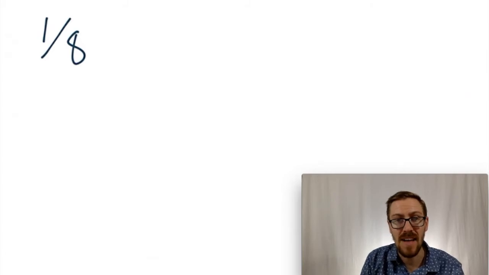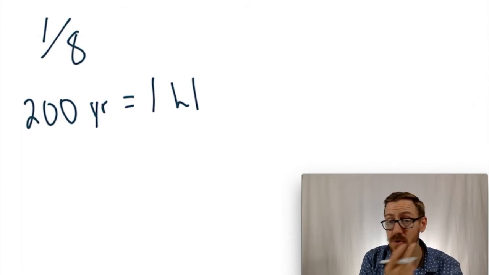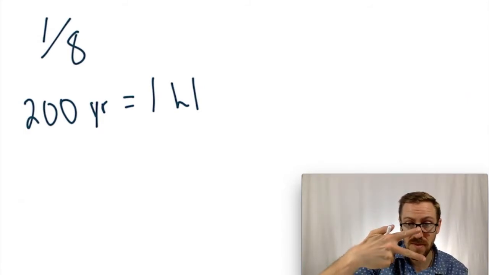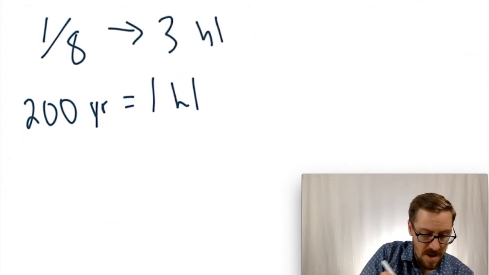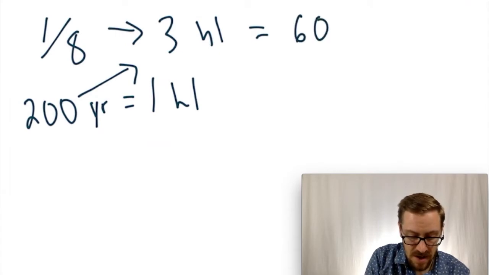Let's say you were down to 1/8 of your sample remaining, and each half-life is 200 years. 2 questions. 1, how many half-lives have gone by? That's just matching up our fraction to our graph. And 2, how old is our sample? Well, if we have 1/8 left, that's half of a half of a half. 3 half-lives. If each one takes 200 years, 3 times 200 is 600 years.